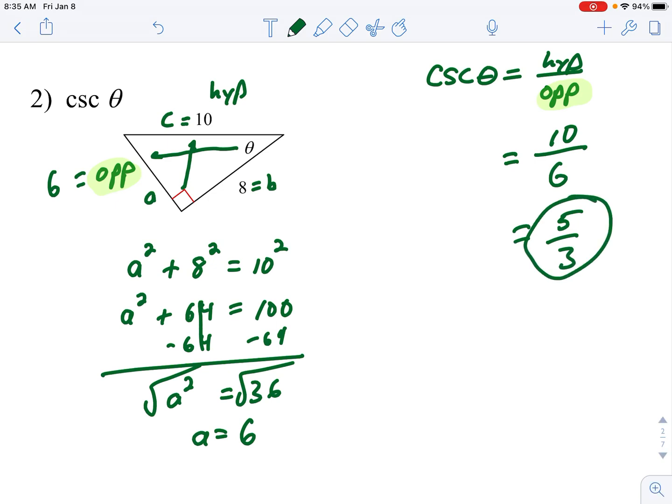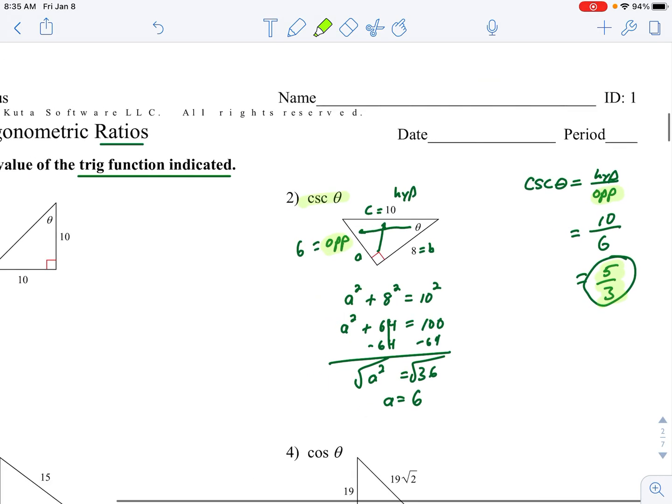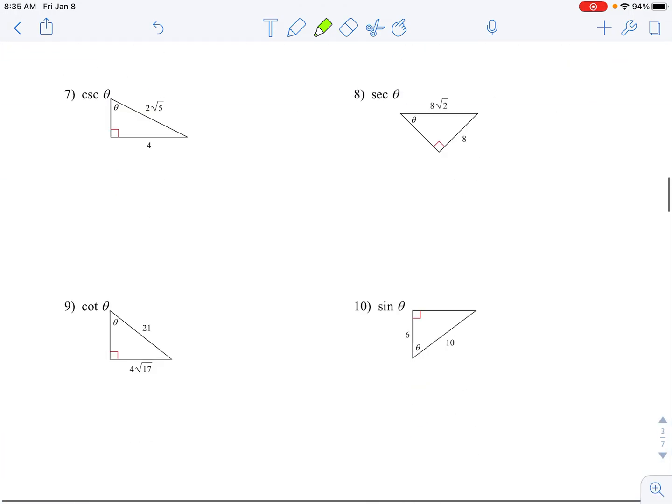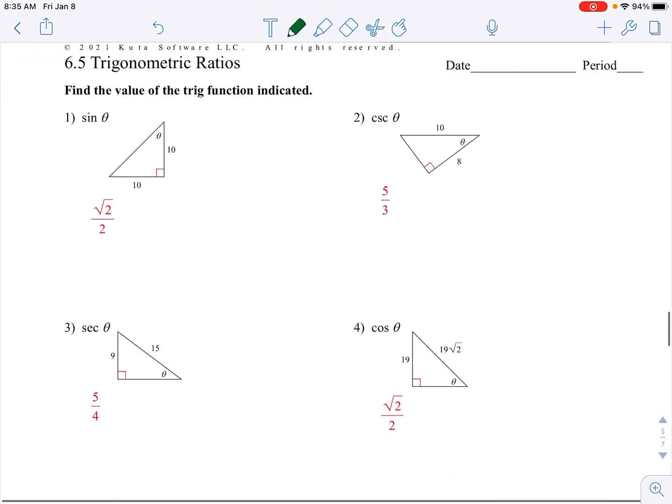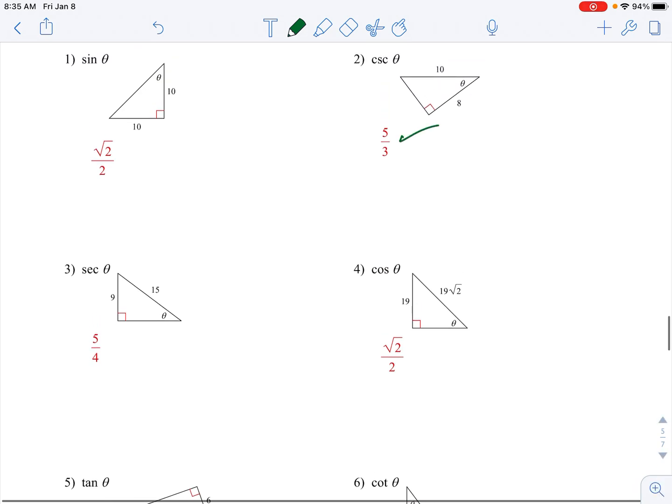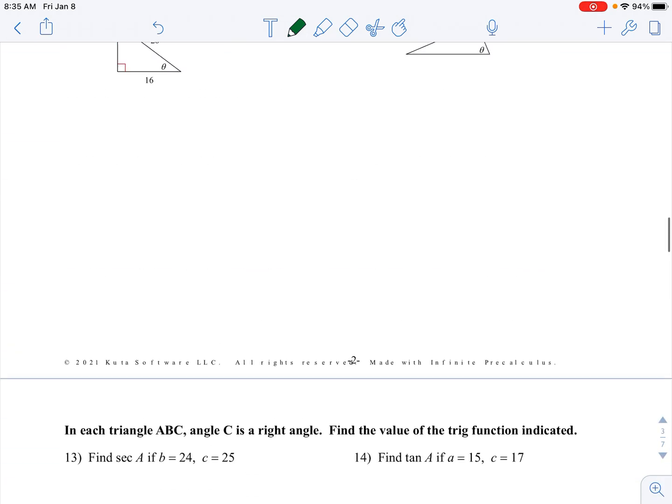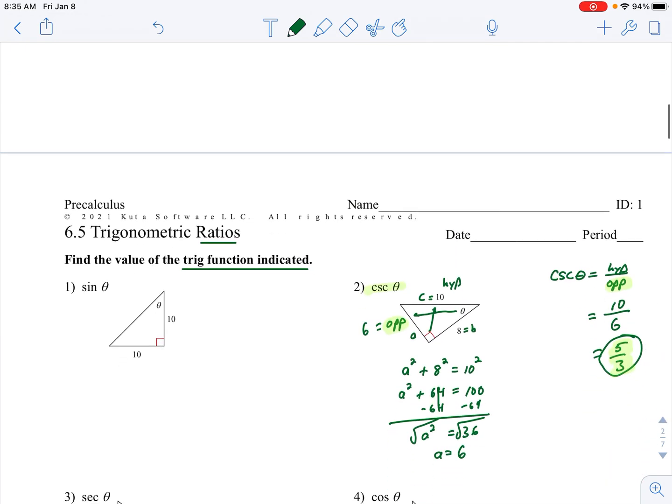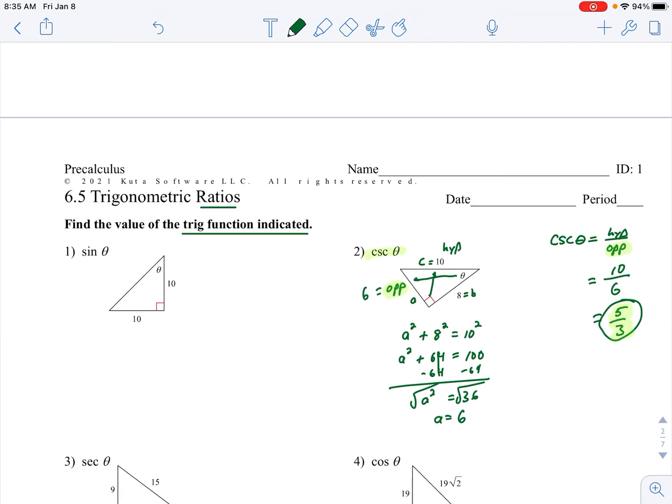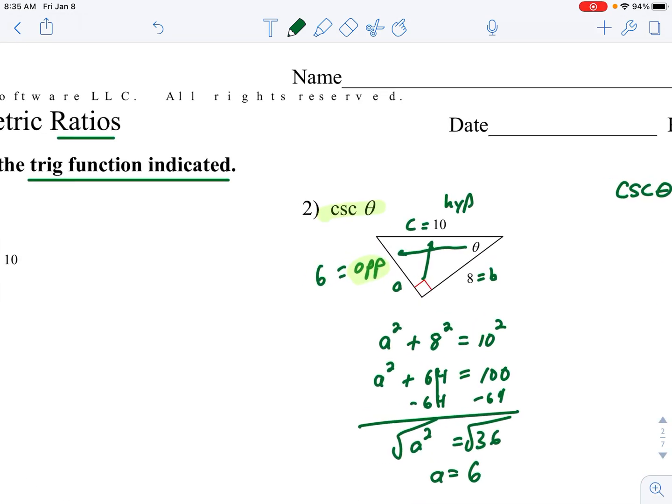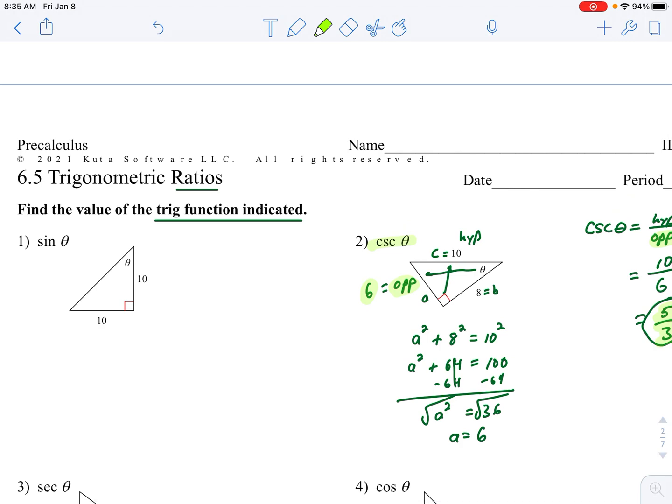So the instruction said find the cosecant of theta, and I have determined that the cosecant value of theta is 5/3, or the cosecant ratio of theta is 5/3. Let me check number 2 and see if I did it right. 5/3, and there it is. So again, this is just an exercise in setting up trig ratios. We're not really solving much. I guess we did kind of solve a missing side here using the Pythagorean theorem. But yeah, that's kind of what's going on.